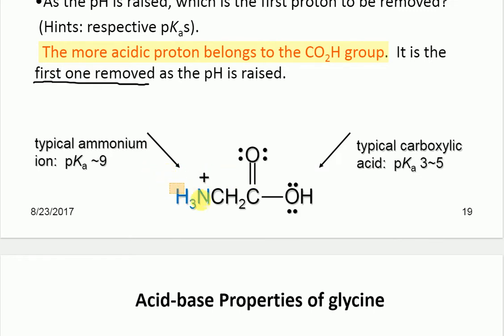So let me just highlight that for you guys. There's the ammonium. And here is the carboxylic acid.